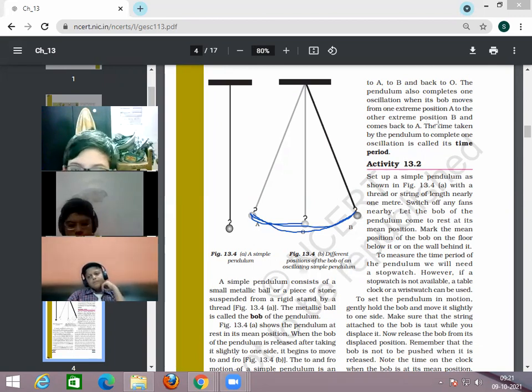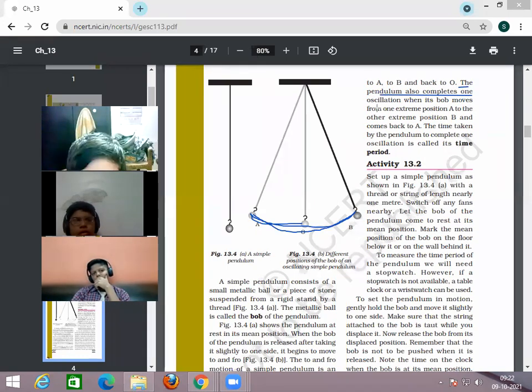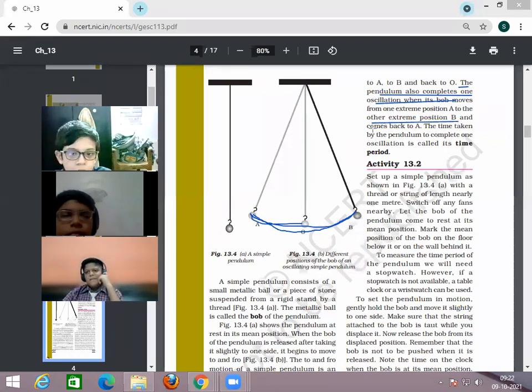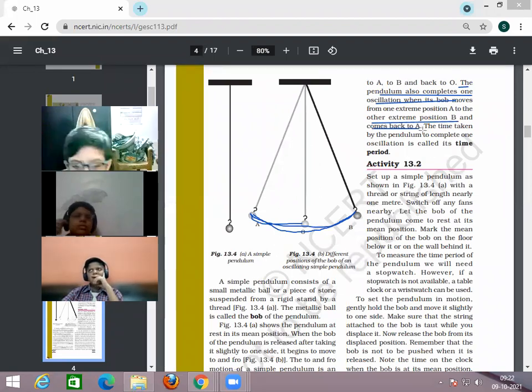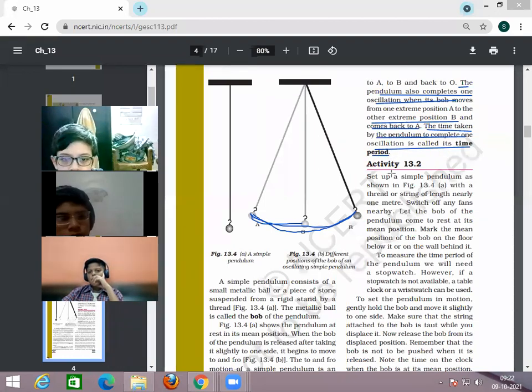Okay. I want each one of you to underline how we can take one oscillation. The pendulum completes one oscillation when its bob moves from one extreme position to the other extreme position and comes back to A. One oscillation is calculated. And another important definition: the time taken by a pendulum to complete one oscillation is known as its time period. Kindly underline this definition. This is a very, very important definition. I hope the concept of the pendulum is very much clear to you.